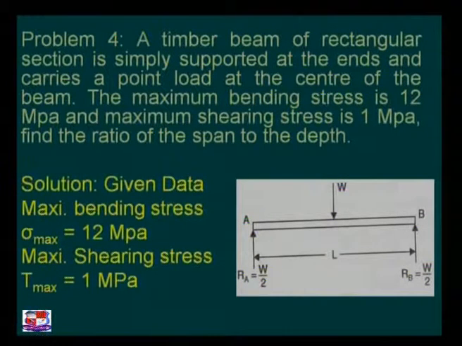A timber beam of rectangular section is simply supported at the ends and carries a point load at the center of the beam. The maximum bending stress is 12 megapascal, 12 Newton per mm square, and maximum shearing stress is 1 Newton per mm square. Find the ratio of the span to the depth. It is understood this way.